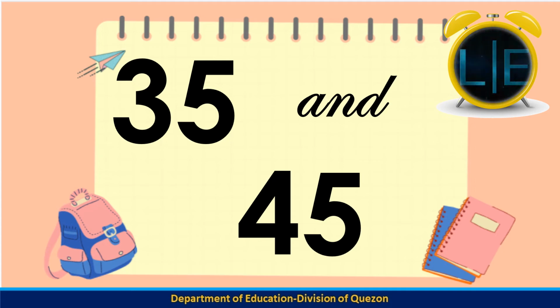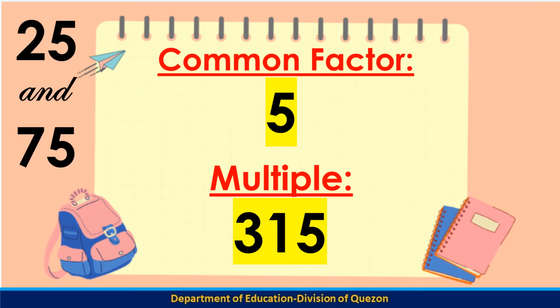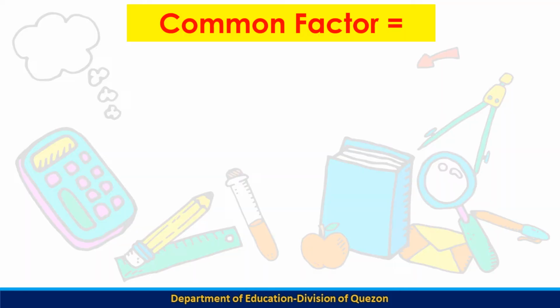Okay, time's up, and the answer for 35 and 45 is: the common factor is 5 and the multiple is 315. Mababang number kasi kaya siguro iisa lang ang common factors nila and multiple. Let us see kung paano natin ito nakuha. In common factors, we have 35 and 45.